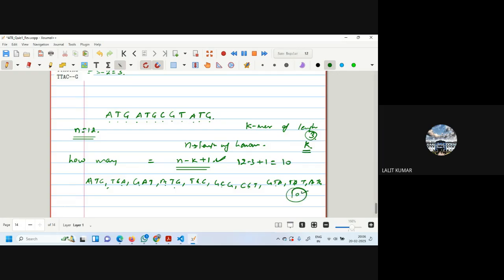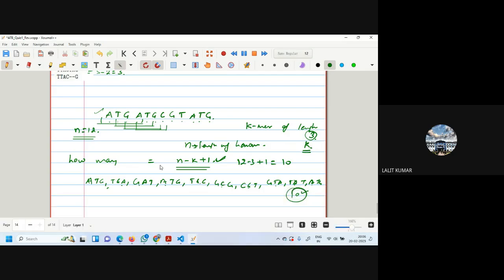We can have 4-mers also. In that case, we will take ATGA, then TGAT, GATG, then ATGC. This is how we make the k-mers. So the first part is to make the k-mers.